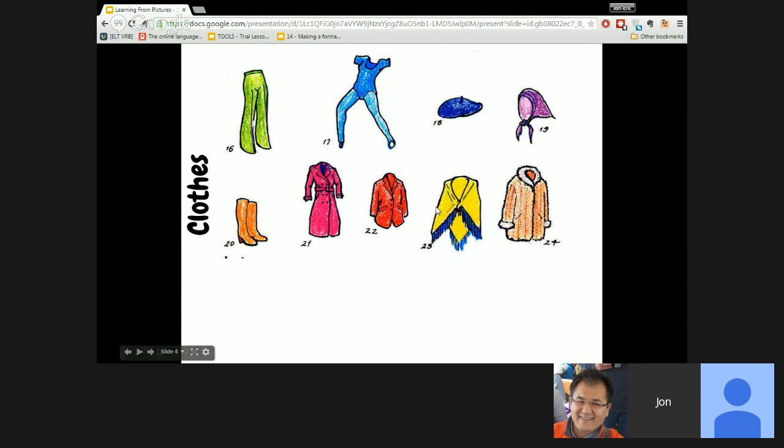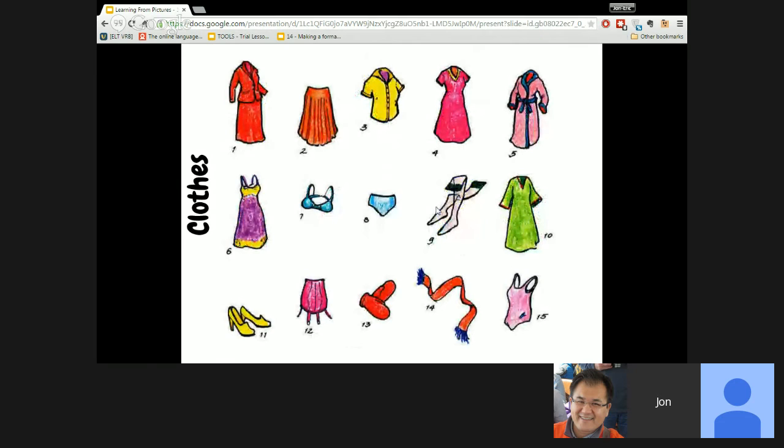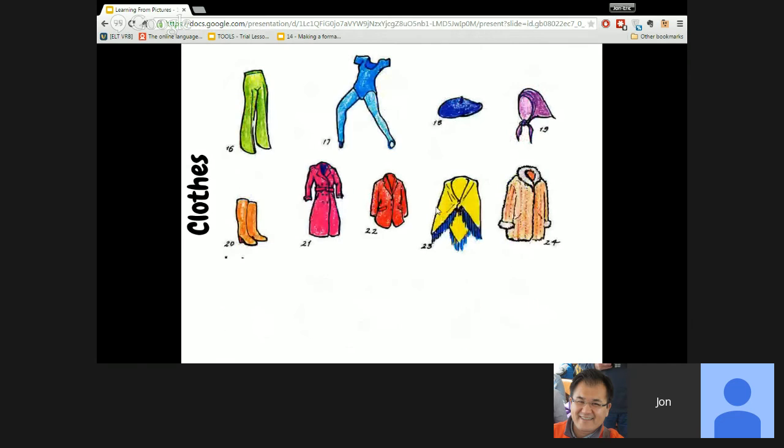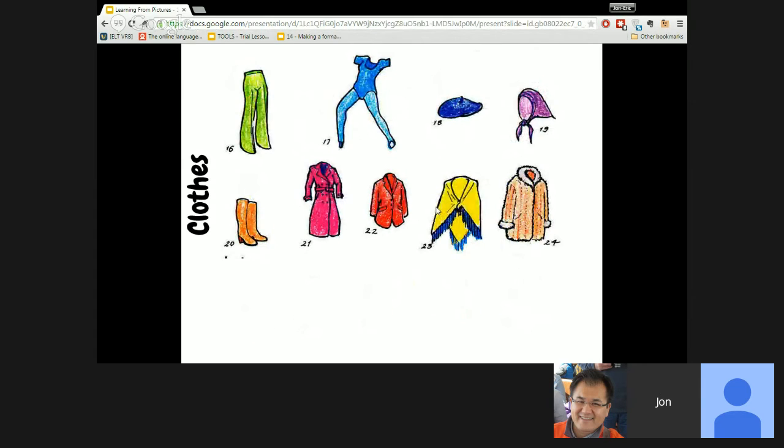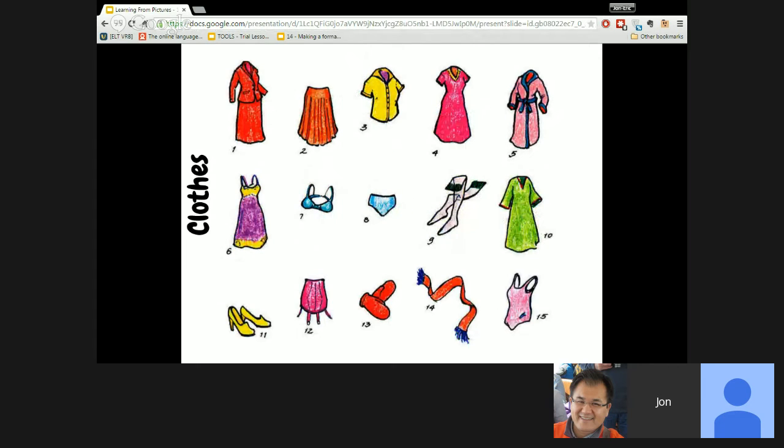So number. Don't tell us the number. Describe it. Okay. So in the winter, we need this. Because outside it's very cold, so I need to stay warm. So when do I use this one? In the winter.